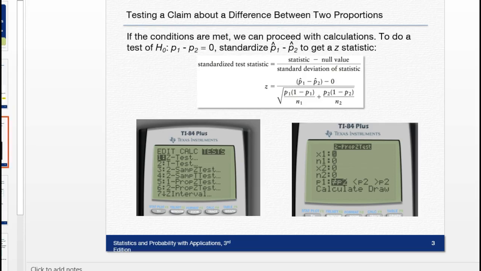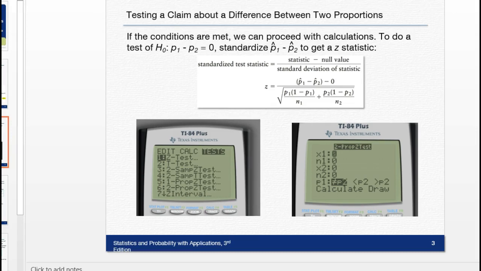So if the conditions are met, you can proceed with the calculations. To do a hypothesis test where the null of the difference is 0, we standardize P hat 1 minus P hat 2 to get a Z statistic. And this is the formula. Now, I don't really care if you get the formula down on this. I just want you to know what P hat 1, P hat 2, N1, N2 are. All right, so you're going to use your calculator to do most of the work on this, okay?